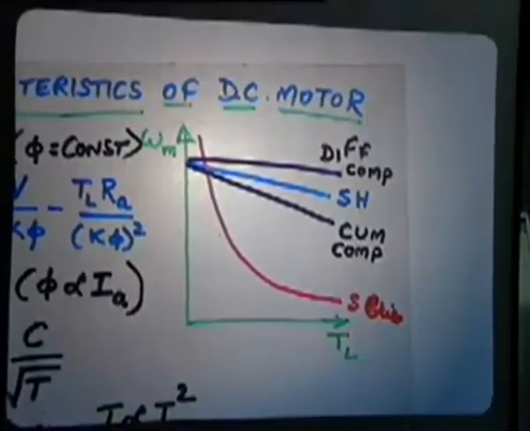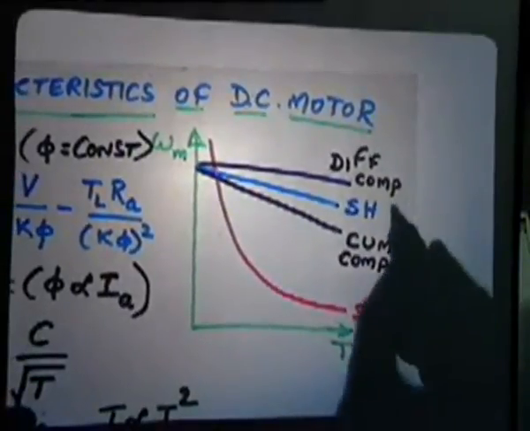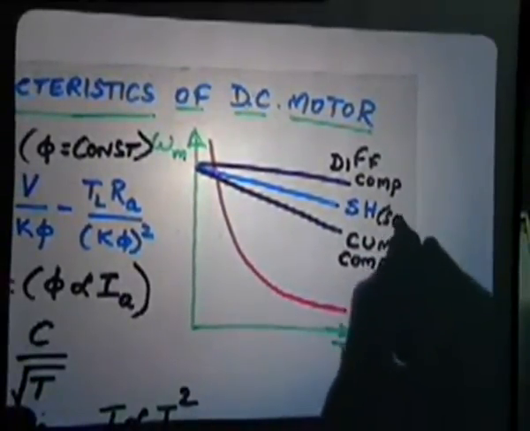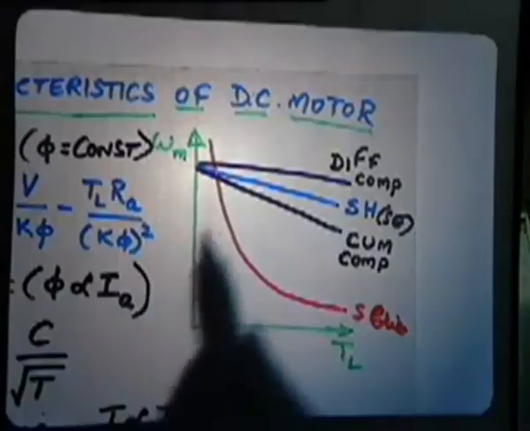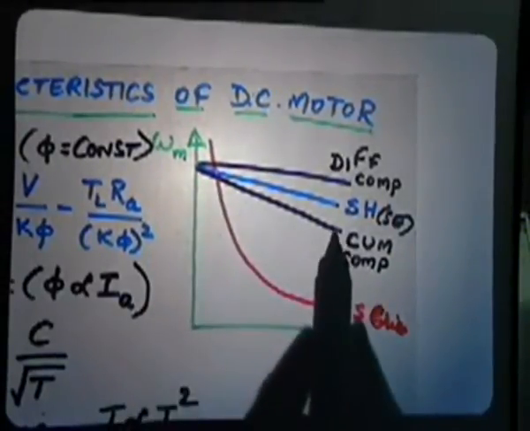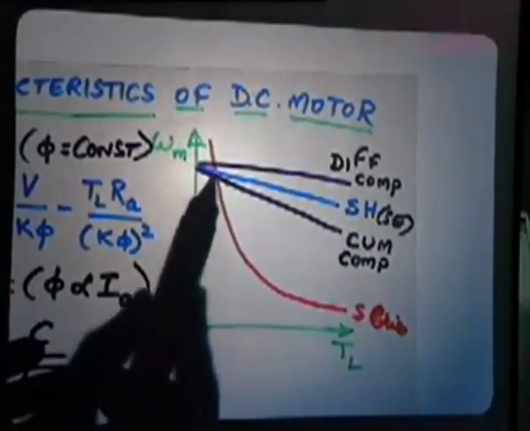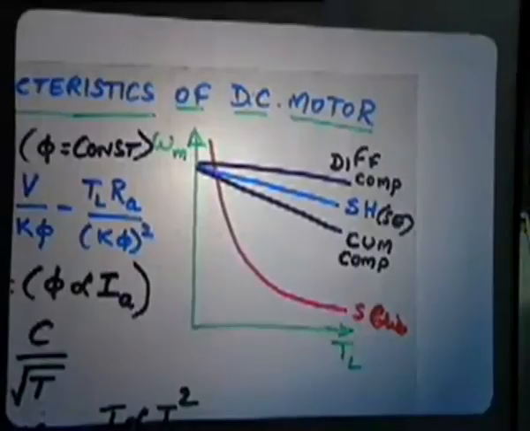So we have the series characteristics, shunt or separately excited. This is also the same, because if separately excited you can have a constant flux situation, and shunt also has constant flux because it is the same voltage. Then if you have a cumulative compound, there is a more increased drop in speed, and differential compound is almost better than the shunt.